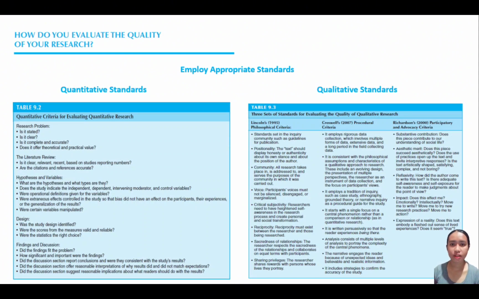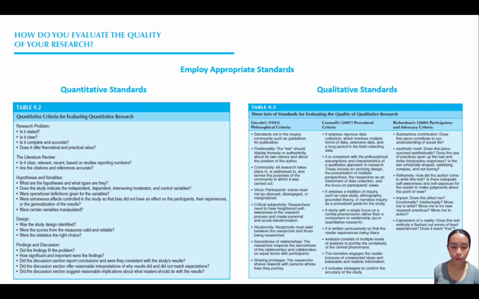Next is the voice. Participants' voices should be heard and respected in the research process. They should not be silenced, disengaged, or marginalized, ensuring their perspectives are accurately represented. Next is critical subjectivity. Researchers must maintain heightened self-awareness throughout the research process. This self-awareness fosters personal growth and contributes to social transformation by recognizing biases and assumptions.